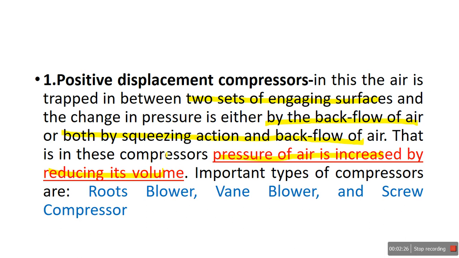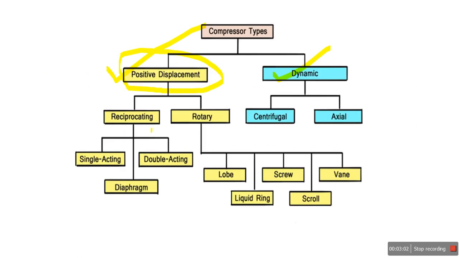We are either increasing the pressure of air by reducing volume, like a piston cylinder, by squeezing, or by backflow of air. What is backflow of air? I have discussed it in previous videos. Today we focus on where pressure is increased by three methods: squeezing, engaging, and decreasing its volume. Under positive displacement compressors, we will see various compressors further: roots blower, vane blower, screw compressor. Today we are focusing on the positive displacement compressor, that is the reciprocating compressor.